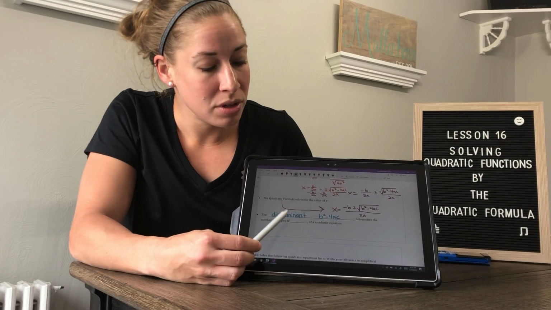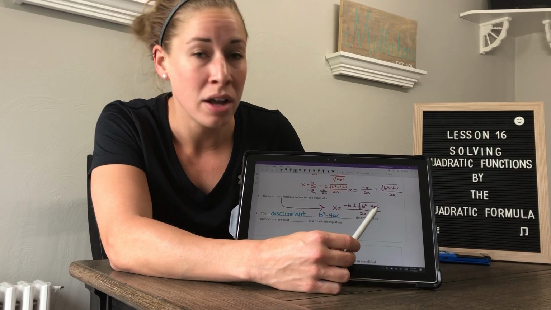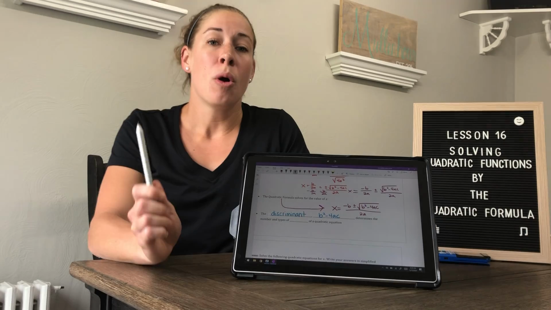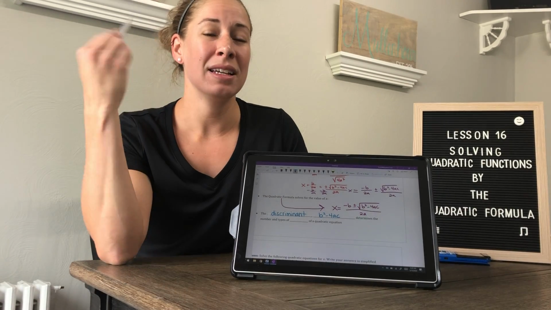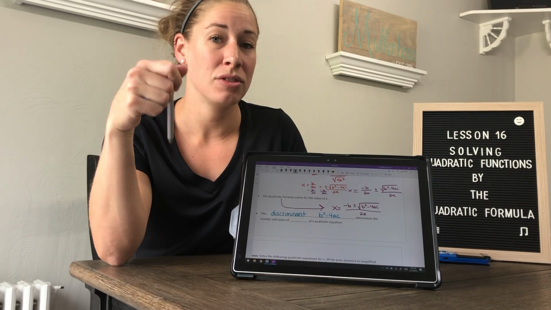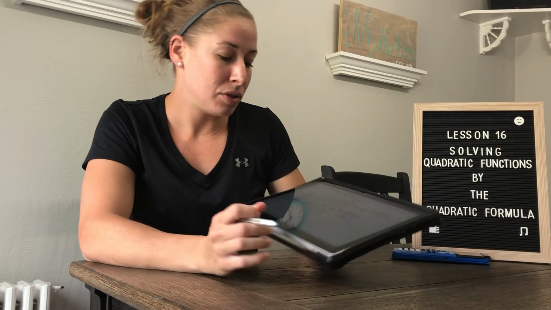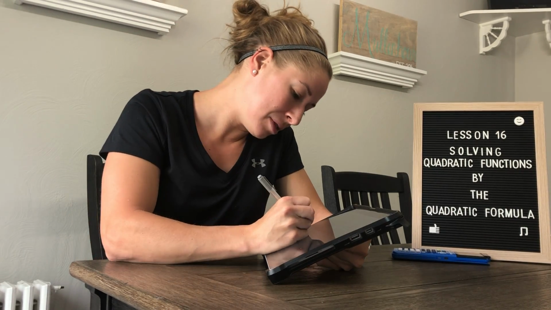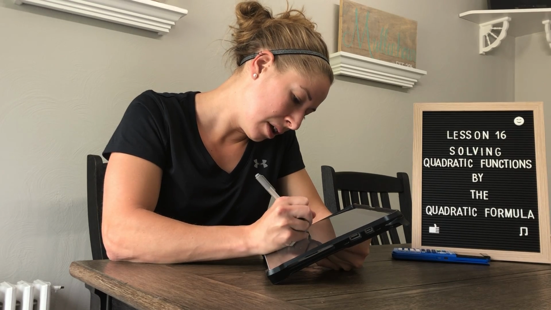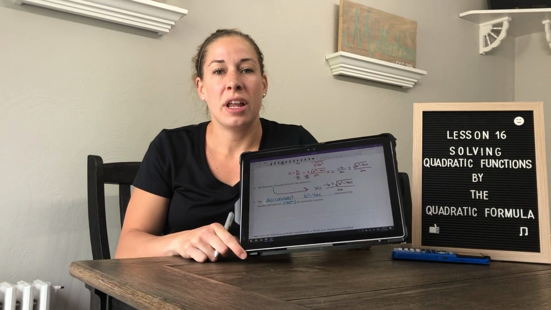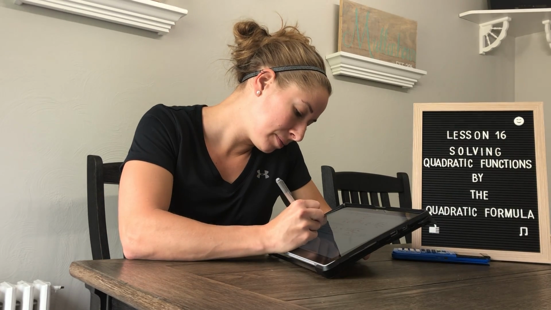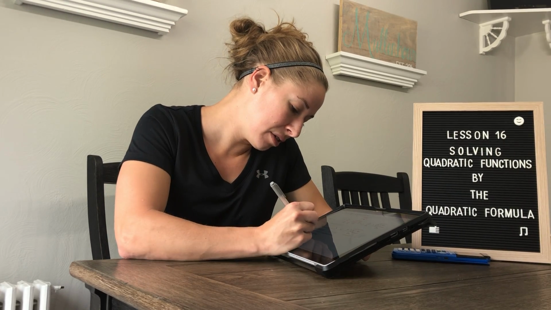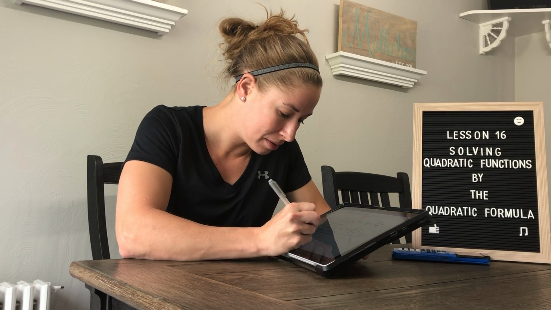Okay, so the discriminant is just the part under the radical. And why we care about this part of the quadratic formula is because it can tell us what type of answers to expect. It tells us the number and types of roots of a quadratic equation. And remember, another word for roots is zeros, and another word for zeros is the x-intercepts.